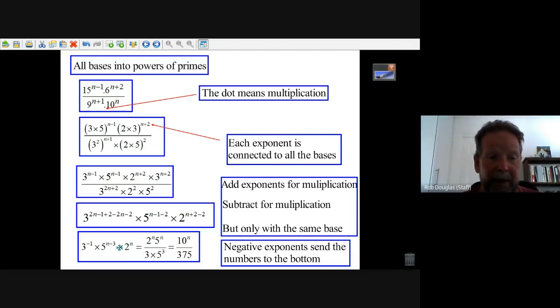Well, there's a 5 to the n, and there's a 2 to the n. You can put them next to each other, 2 to the n, 5 to the n. 3 to the minus 1, the 3 would go to the bottom. 5 to the minus 3, that goes to the bottom and becomes 5 cubed. 5 cubed is 125 times 3 is 375. And you could write this 2 times 5 with a bracket around it to the nth power. 2 times 5 is 10. So it looks kind of neat as 10 to the n over 375.